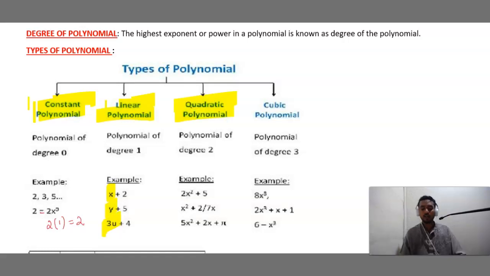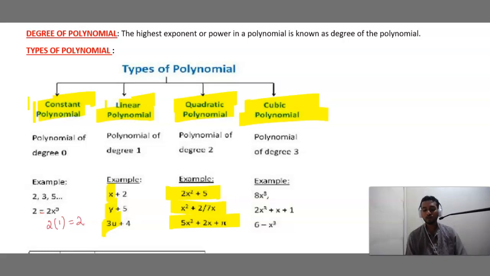Next, quadratic polynomial. If the highest degree of the polynomial is 2, it is known as a quadratic polynomial. We can see here 2x square plus 5. What is the x power? 2. You can see x square plus 2 by 7x. Forget about the divided by 7x, that is, x is there in the denominator, not in the numerator. Don't get confused. So in the numerator, what is the highest power? 2. So that is a quadratic polynomial. Again 5x square plus 2x plus 4, that is x square, that is nothing but a quadratic polynomial.